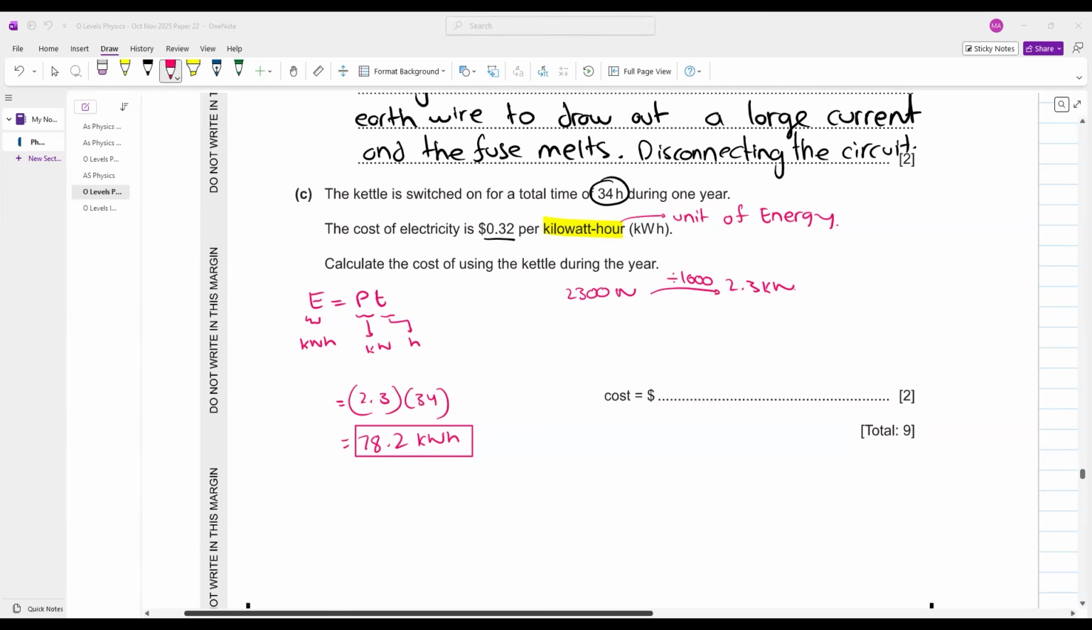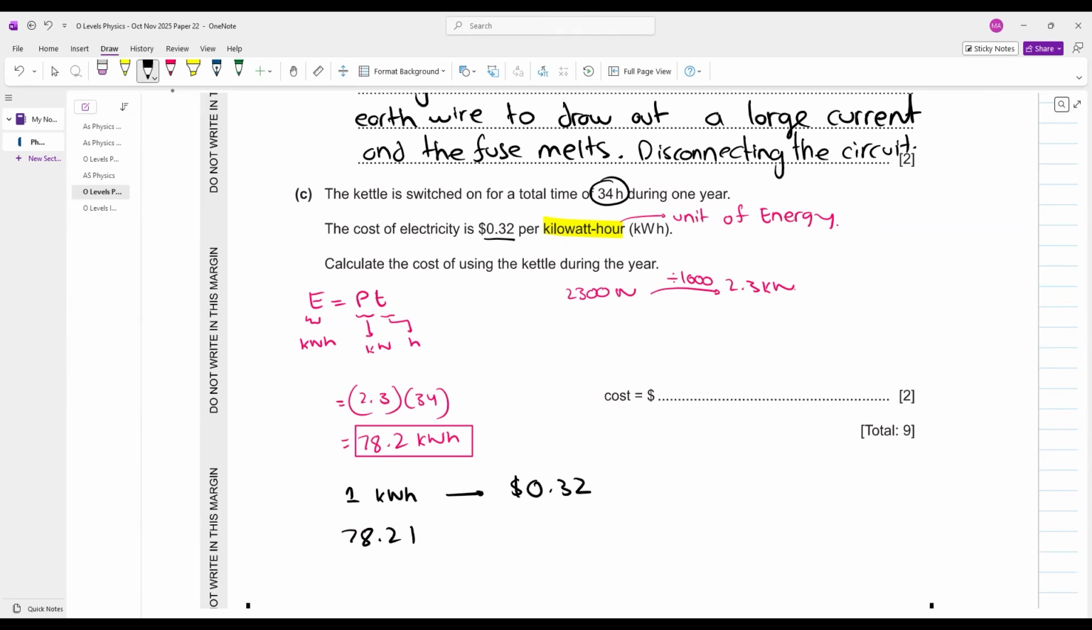जब आपकी एनर्जी आ गई इन किलो वॉट आवर्स, व्हाट विल यू डू? कैन यू रियलाइज 1 किलो वॉट आवर इज इक्वल टू हाउ मेनी डॉलर्स? 0.32. तो बेटा 78.2 किलो वॉट आवर कितने डॉलर्स के इक्वल होगा? एक्स. कैन यू कैलकुलेट द वैल्यू ऑफ एक्स?